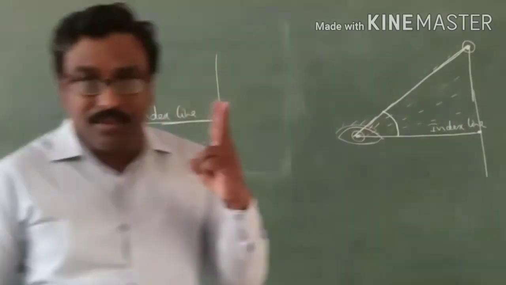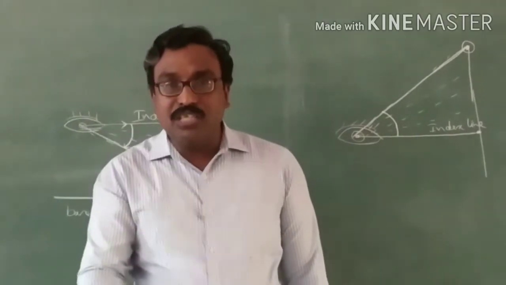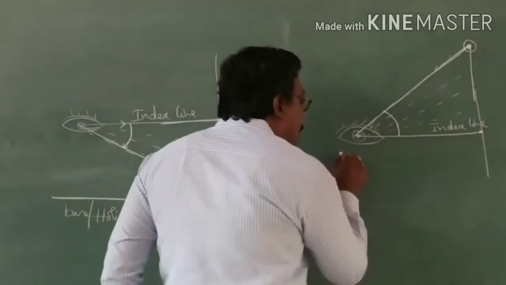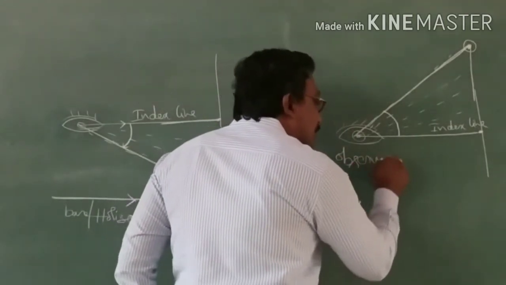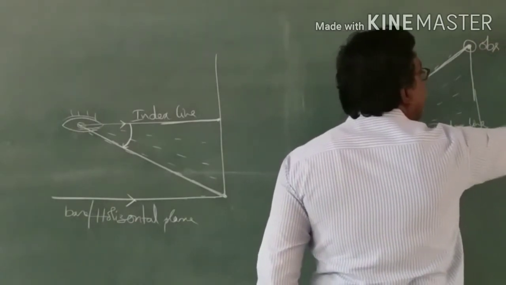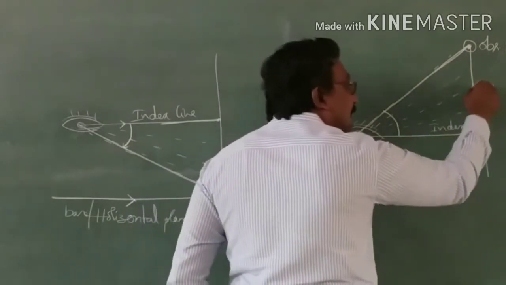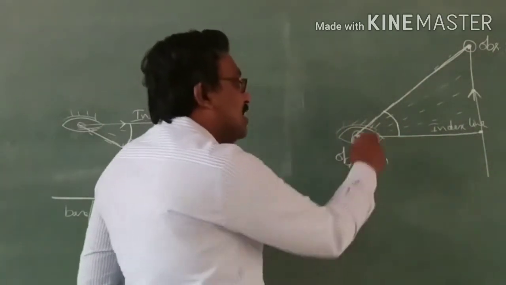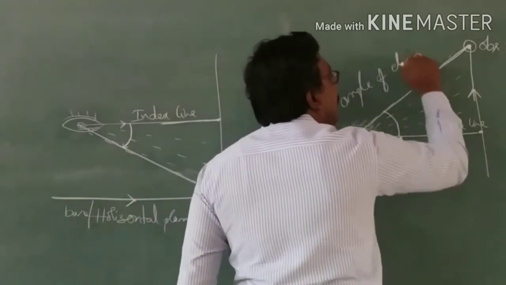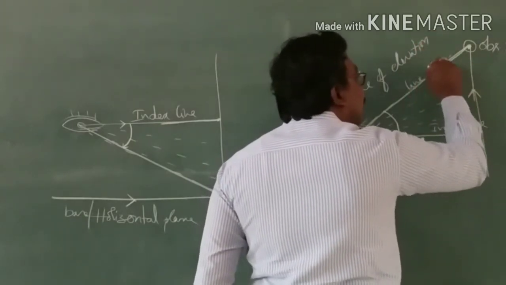There are two cases. If I am looking straight, I can observe up or I can observe down. This is called the observer, and this is called the observation point. If the observation point is above the index line, then this is called the angle of elevation. And this is called the line of sight.